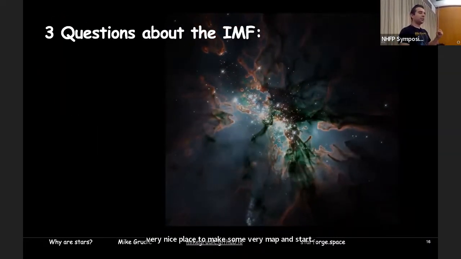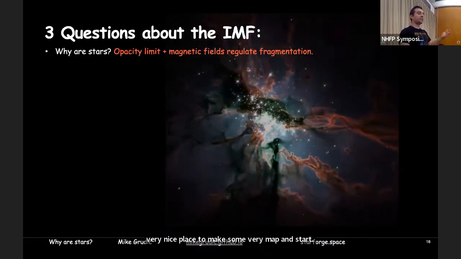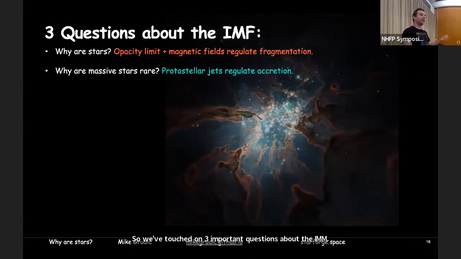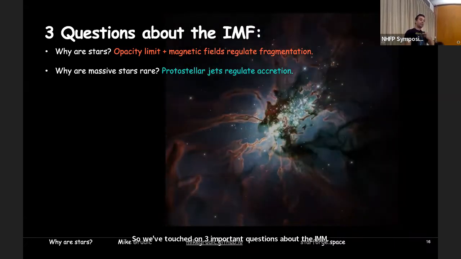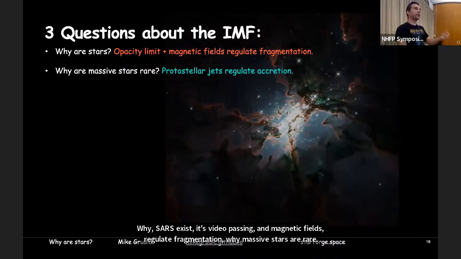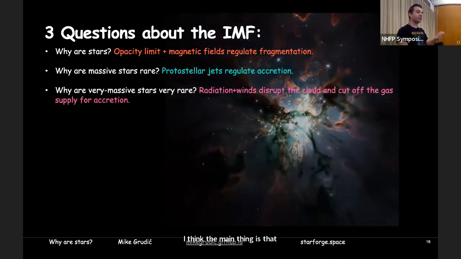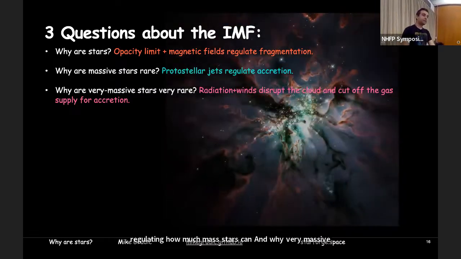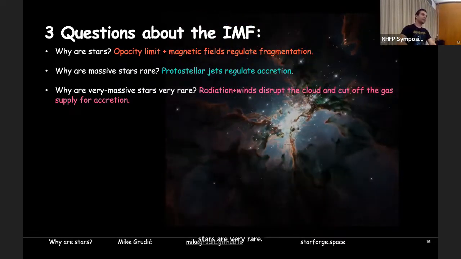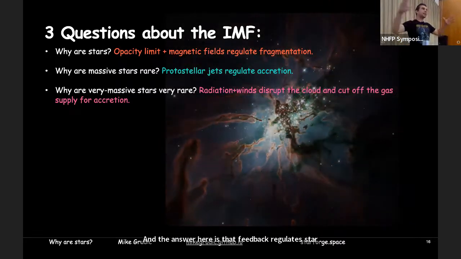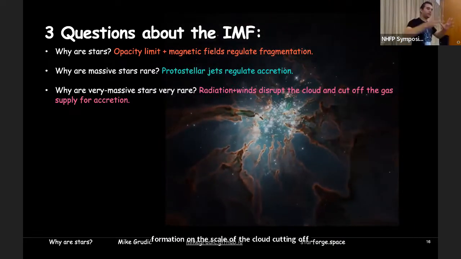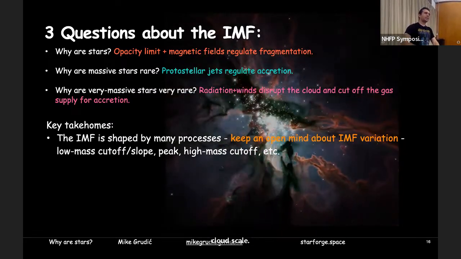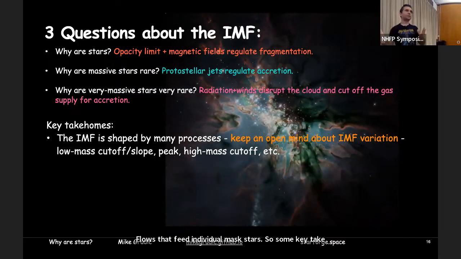So we've touched on three important questions about the IMF. Why stars exist: basically the opacity limit and magnetic fields regulate fragmentation. Why massive stars are rare: I think the main thing is that protostellar jets are regulating how much mass stars can accrete. And why very massive stars are very rare: the answer here is that feedback regulates star formation on the scale of the cloud, cutting off the cloud scale flows that feed individual massive stars. So some key take-homes here. One is that the IMF is shaped by all sorts of different processes.